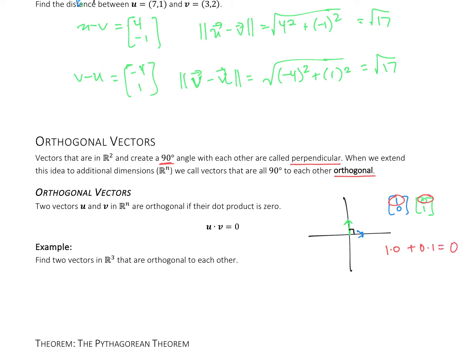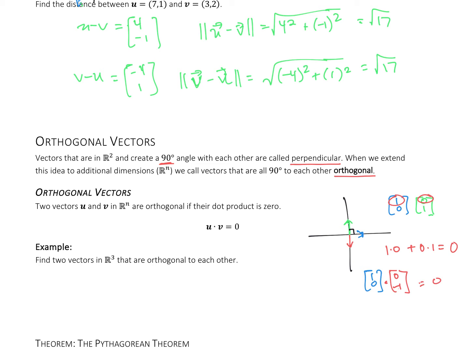Okay, I could also do this if we go in the opposite direction. So maybe let's take the vector 1, 0, and 0, -1. We'll take going along the y-axis in the opposite direction. And again, we're going to have 1 times 0, 0 times -1. This dot product is going to give us 0.